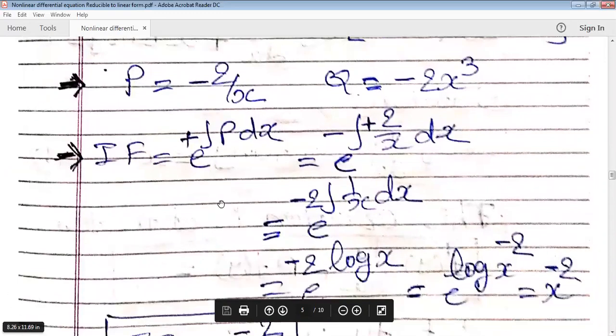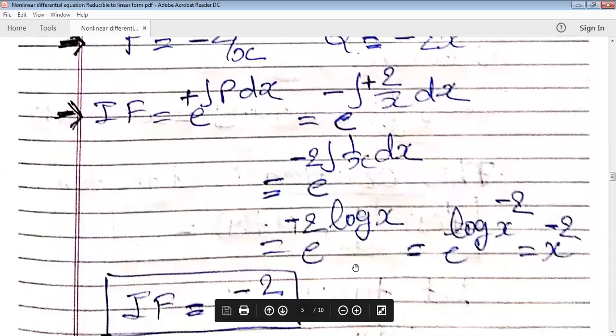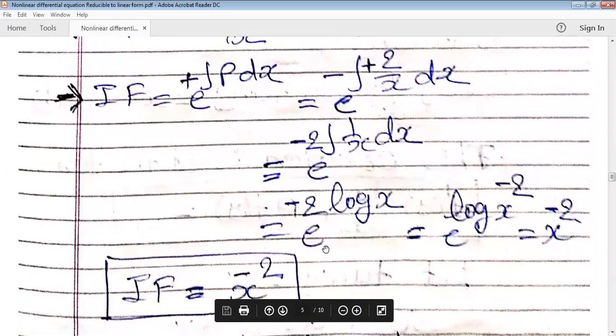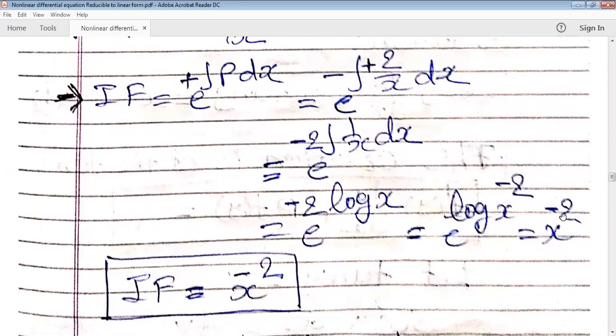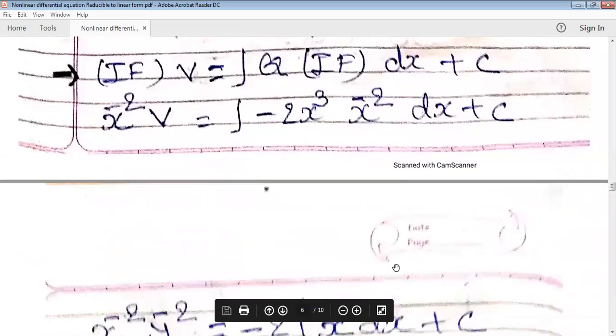So integrating factor is e raised to integral of p dx. So e raised to integral of minus 2 upon x dx, that is e raised to minus 2 times integral of 1 by x dx. Integration of 1 upon x is log x. Using the logarithm rule, we have e raised to log x raised to minus 2, which is x raised to minus 2 itself. So our integrating factor is x raised to minus 2.